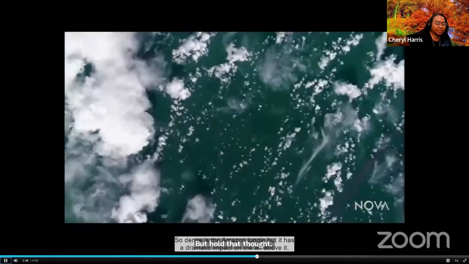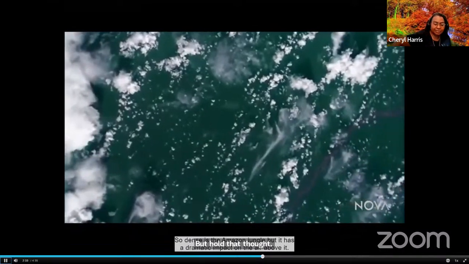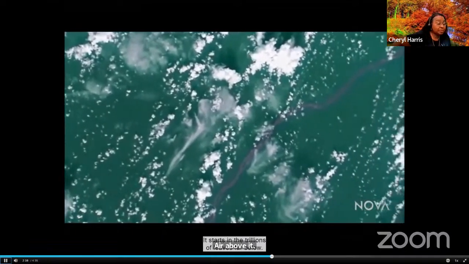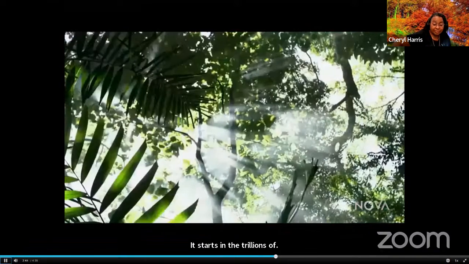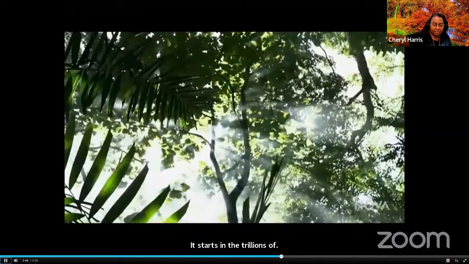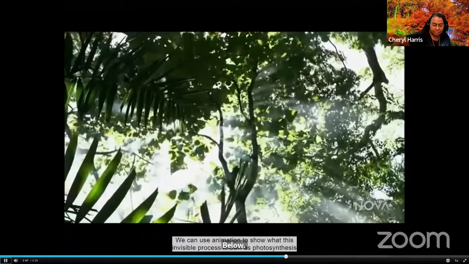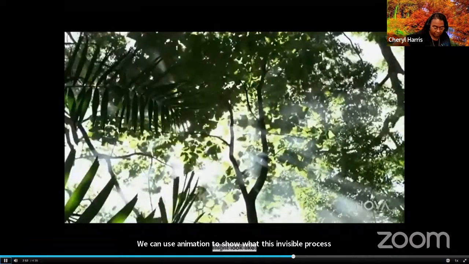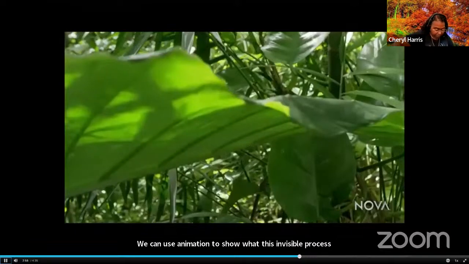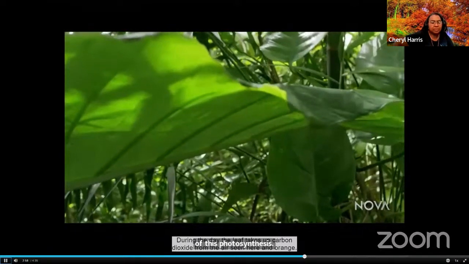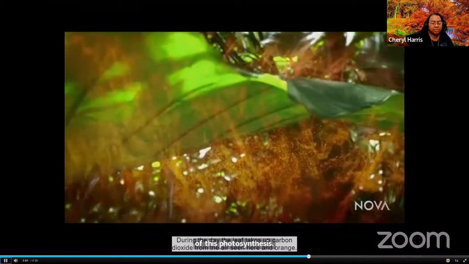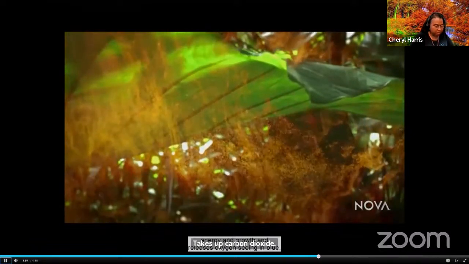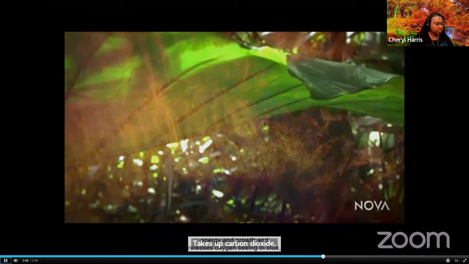So dense is the Amazon jungle that it has a dramatic impact on the air above it. It starts in the trillions of leaves far below. We can use animation to show what this invisible process known as photosynthesis might look like. During the day, the leaf takes up carbon dioxide from the air, seen here. It converts the carbon into sugar for energy and growth, and releases oxygen, seen in blue.